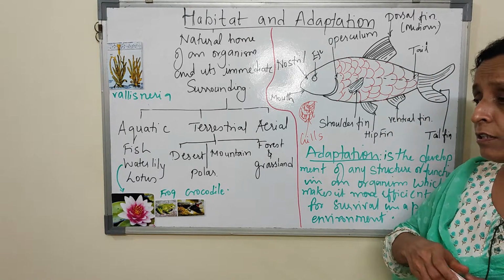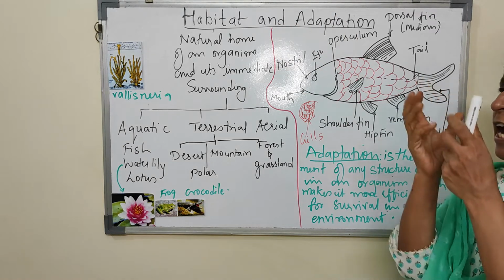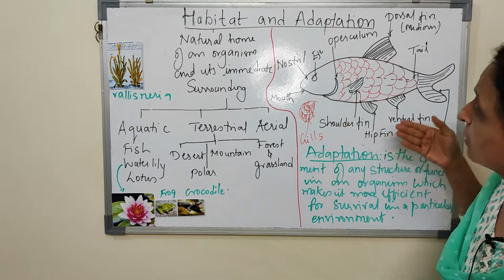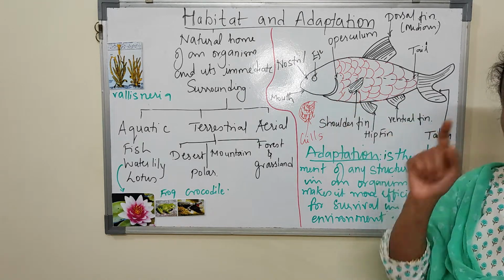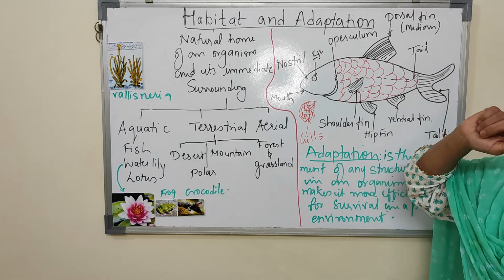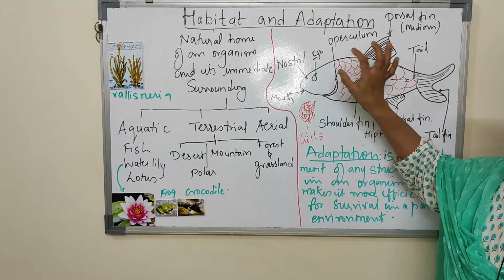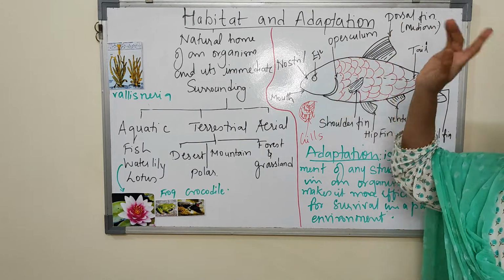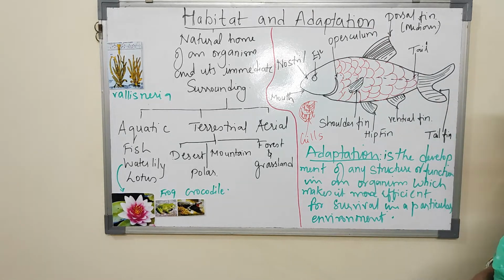As air enters our lungs, the alveoli, they will catch the oxygen, take in the oxygen and throw out the carbon dioxide. Here water will enter the operculum, and here oxygen dissolved in water will be taken by the gills and carbon dioxide will be thrown out. So this is the adaptation of fish living in water, which will carry out respiration with the help of gills. If you bring it out of the water, it will die because it cannot exist on land.